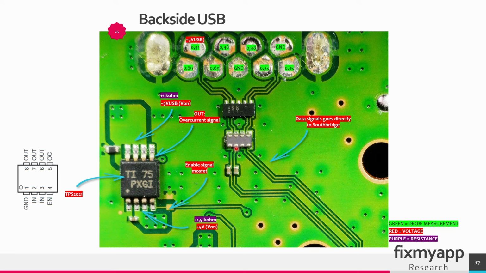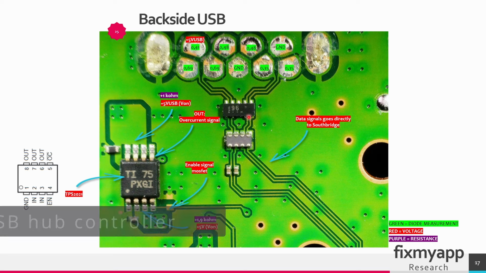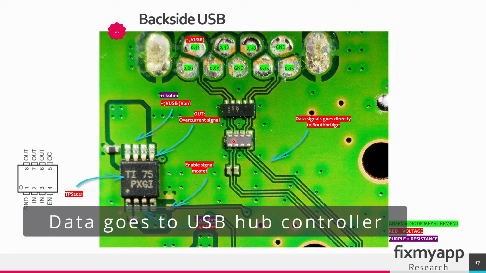So these components here are filters, and every data line will go to this filter. So this filter will have a direct connection between A and B, but not sideways. So these filters on these USB data lines are used to manage noise, suppress EMI, and ensure signal integrity. These USB data lines will go straight to the Southbridge.